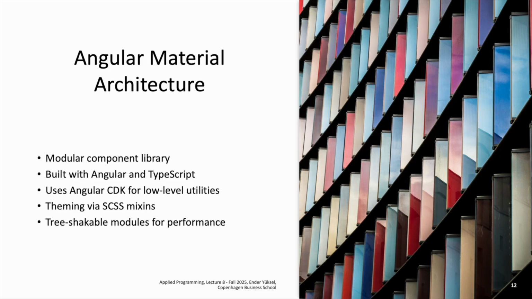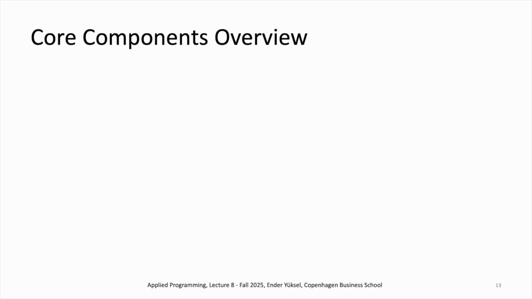This library is tree shakeable. Tree shaking is a build optimization technique that removes unused code from the final bundle. Angular Material modules are tree shakeable, meaning only the components you import are included in your app, improving performance. Core Components Overview. Let's look at some of the most commonly used Angular Material components.